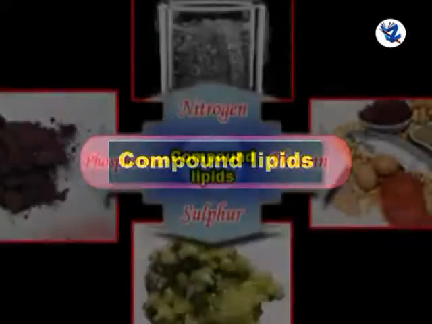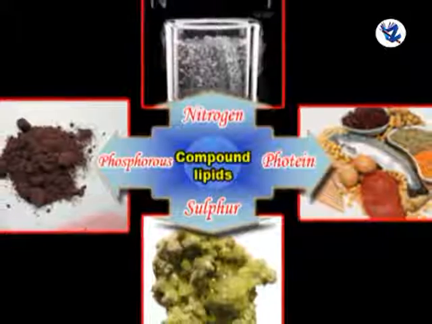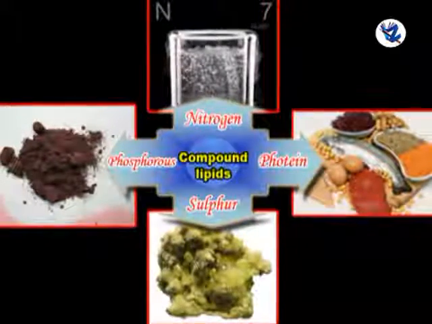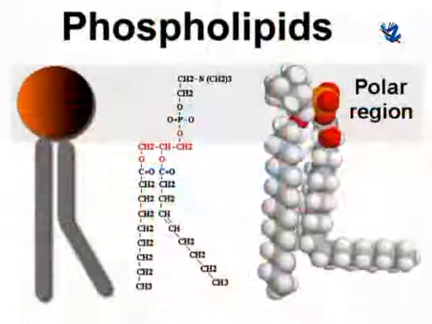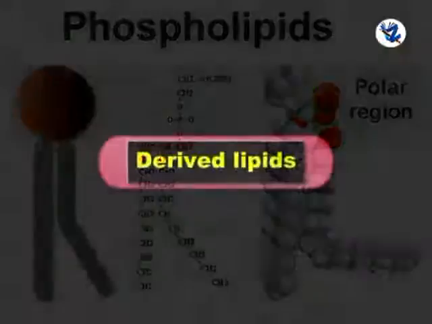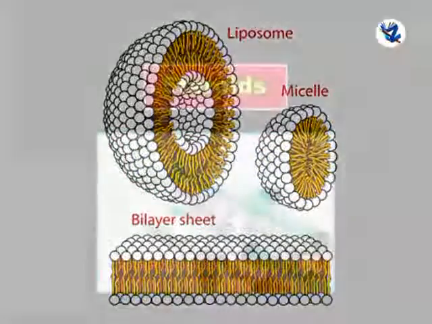Then compound lipids. These contain some additional elements or groups in addition to fatty acids and alcohol such as nitrogen, phosphorus, sulfur, etc. For example, phospholipids. Then derived lipids are the hydrolytic products of lipids.